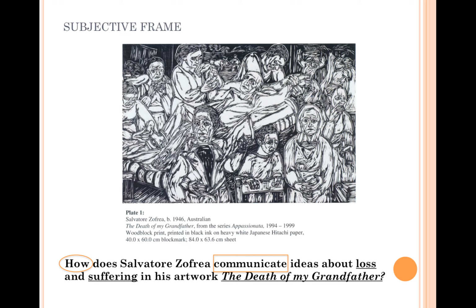And then we have boxed the focus word. So it's about communicating. Your response needs to ensure that you tell us how this artwork communicates loss. What are the signs and symbols in this artwork that communicate loss and suffering?